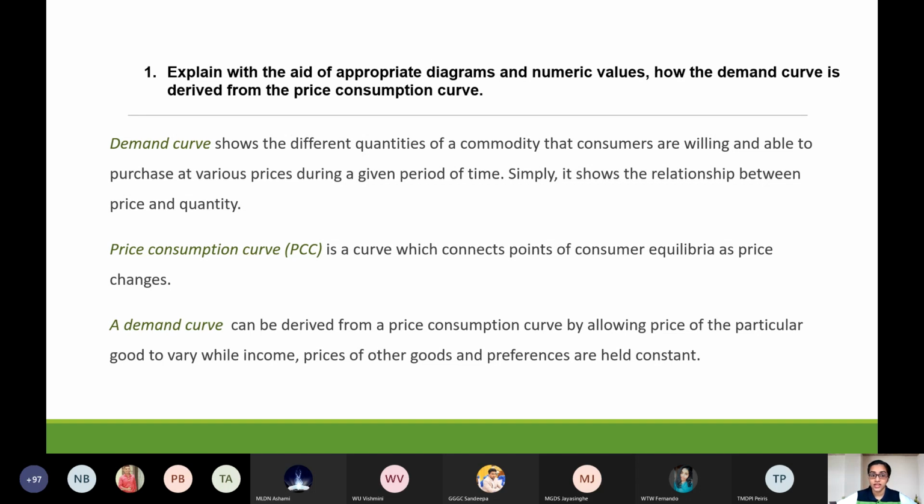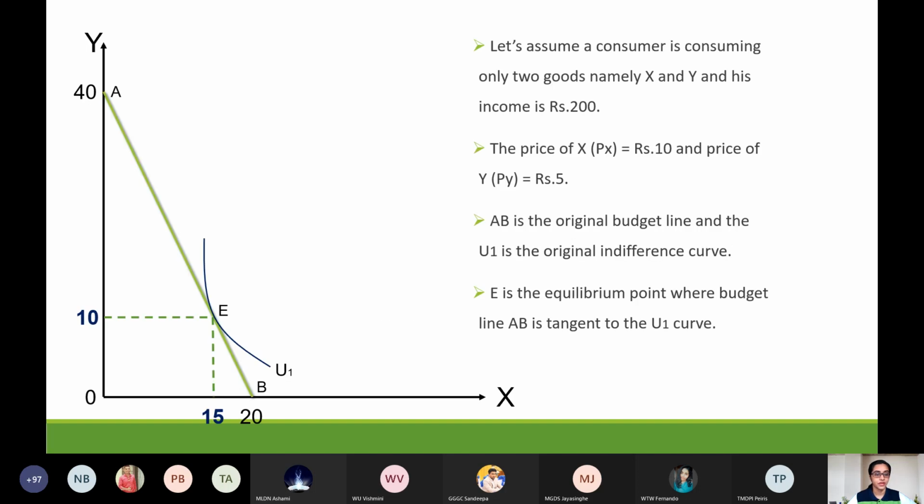Okay, now keep this in mind, right? Here we go. This is how we are going to explain. Let's assume a consumer is consuming only two goods, namely X and Y, and his income is 200 rupees. Okay? Now, when explaining this, we have been told to put in numerical values. Some of them may not exactly follow the rule, some of them may follow the rule. Okay, I'll tell you when and where. So let's assume the consumer is consuming two goods, X and Y, and the consumer's income is 200 rupees.